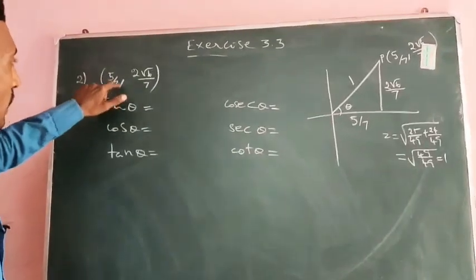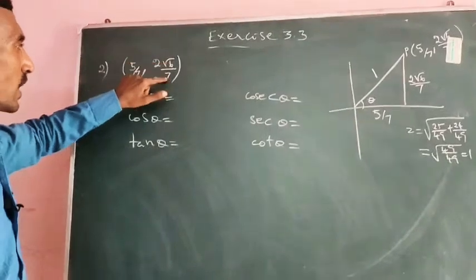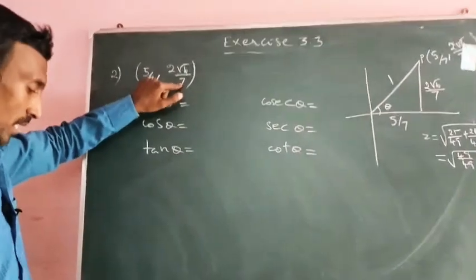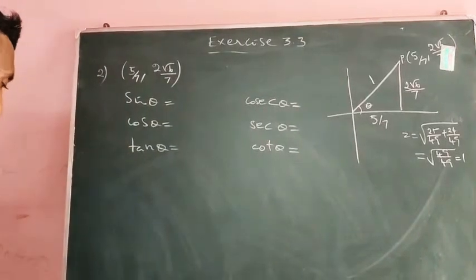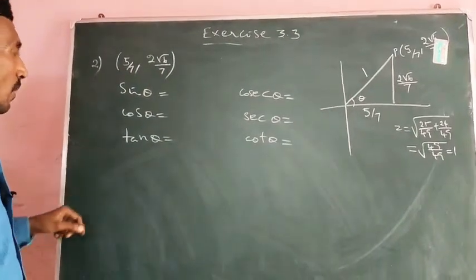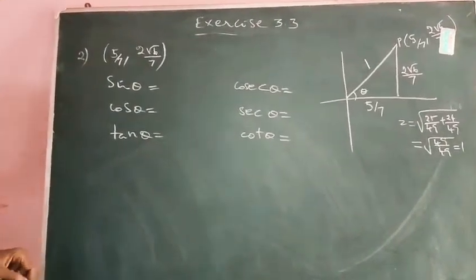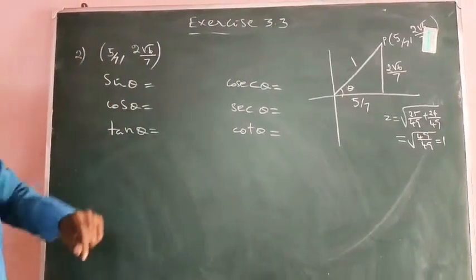So 5 by 7 comma 2 root 6 by 7 is a point on the terminal side of an angle theta in standard position. Determine the 6 trigonometrical ratios with respect to the angle theta.